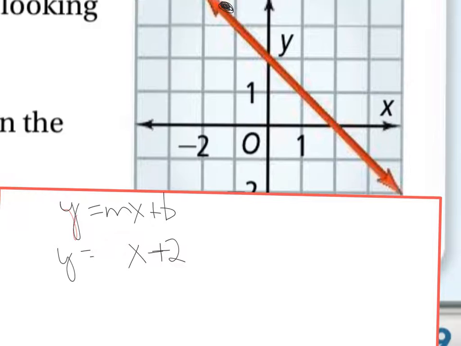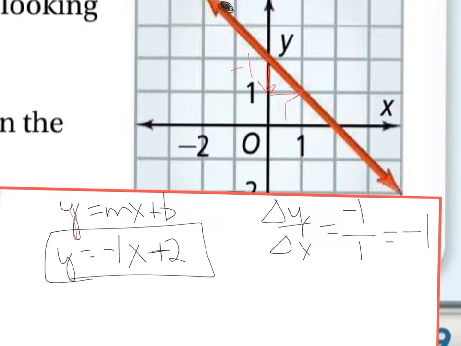So we go from one point to another point. We could go down 1 and over 1. Or you could go down 2 and over 2. Okay? So down 1 over 1 means our slope is -1. So the equation would be y equals -1x plus 2. If you just put y equals -x plus 2, that would be okay too.